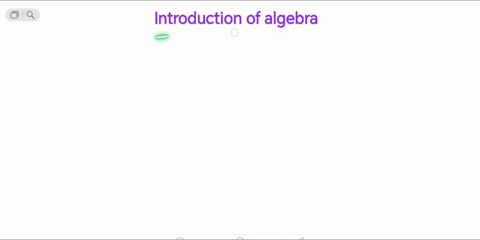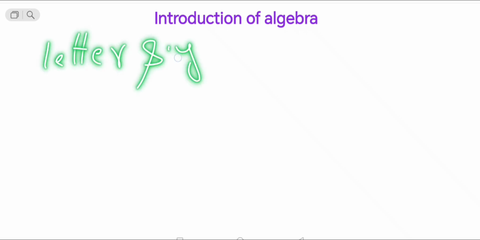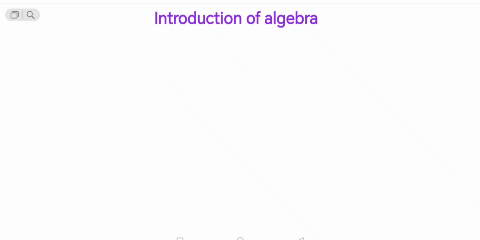Today we are going to learn the introduction of algebra. What is algebra? Algebra is a branch of mathematics that uses letters and symbols to represent numbers and quantities in equation form or in a formula form. So these letters are called variables.